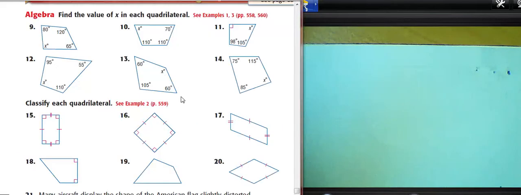Question number 9, you can solve it with me. Questions 9, 10, 11, 12, 13, 14. We can find the result by subtracting from 360 because we have a quadrilateral.